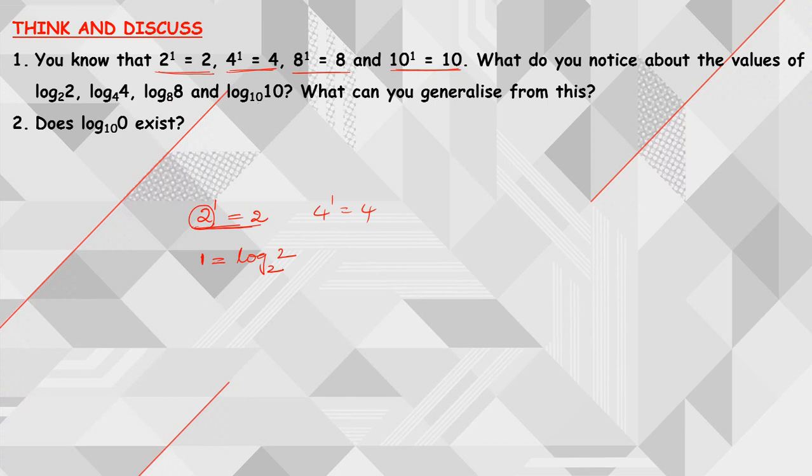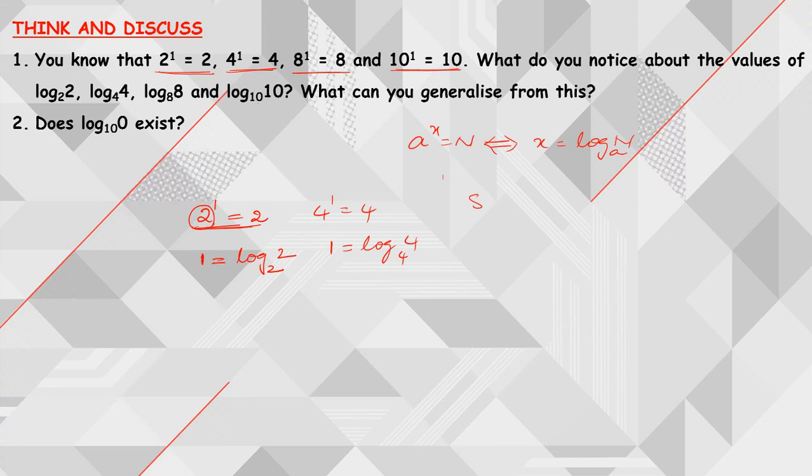Now if you want to convert it into logarithmic form, we already know that a power x is equal to n. If this is my exponential form, I can write this as x is equal to log n to the base a. Now compare the values and simply write it down. So what is the exponent here? The exponent is 1. So 1 is equal to log 4 to the base 4.